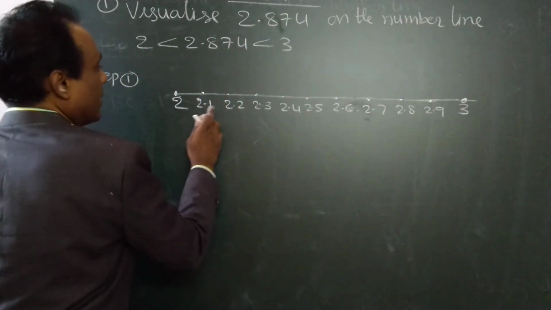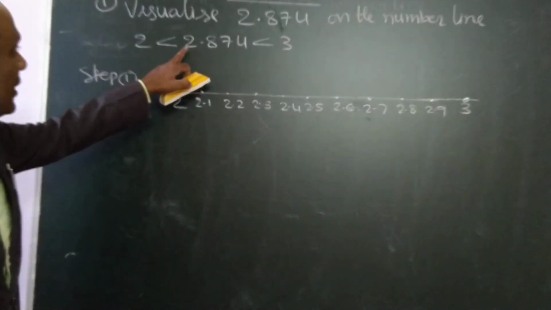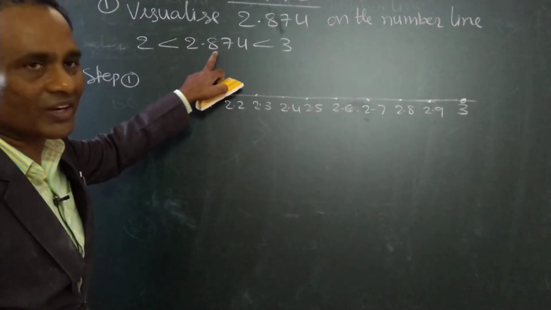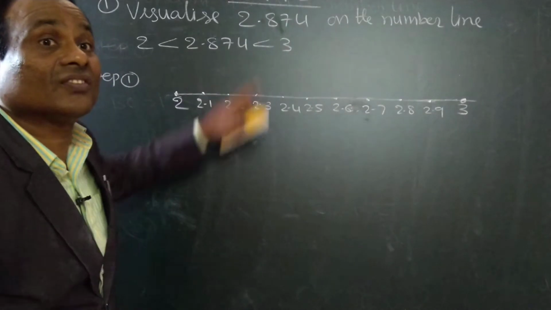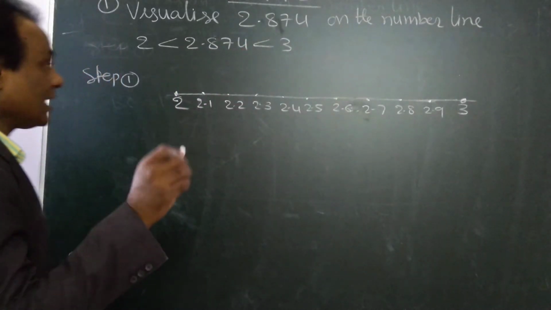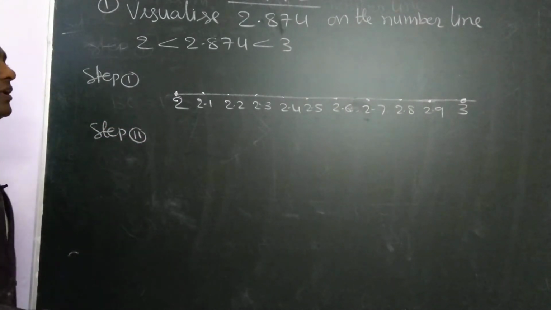I repeated 2.1, 2.2, 2.3, up to 3. But we don't want 2.8. See, our 2.8 is here, but we don't want 2.8. We want 2.874. Where does it lie? Don't write. I will give the notes. Step 2.